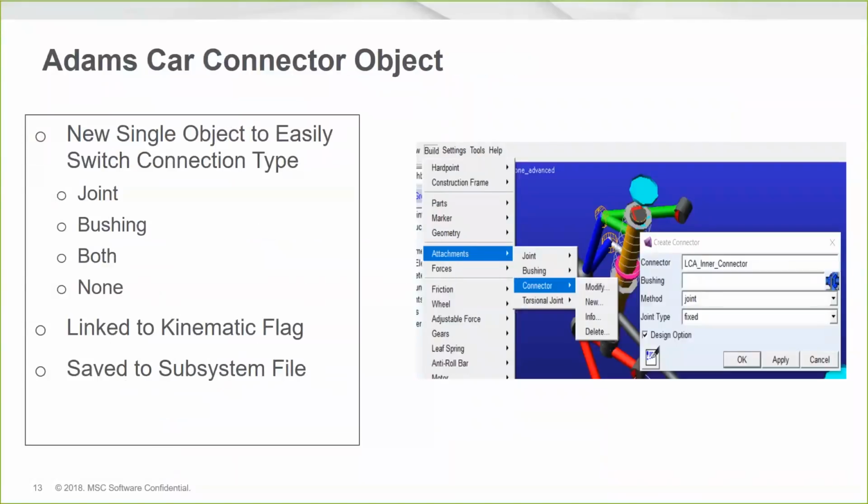Also in Adams Car, we've got a new object called the connector object. This is a new single object that easily allows us to switch connection types, be it between a joint or a bushing, or having both. Maybe bushings giving us some resistance and the open degrees of freedom of a joint, for example, or just having none of them on, a way to turn some of those off. These are linked to the kinematic flag and also get saved in our subsystem file.